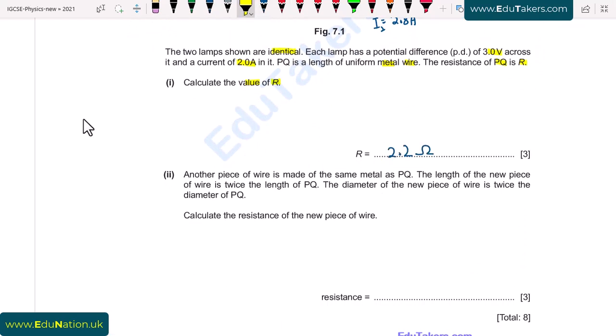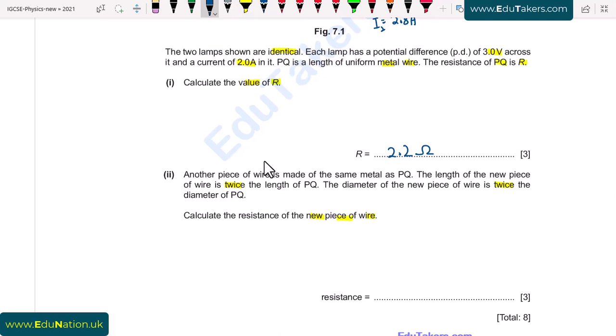Part 2. Another piece of wire is made of the same metal as PQ. The length of the new piece of wire is twice the length of PQ. The diameter of the new piece of wire is twice the diameter of PQ. So here length is also double and diameter is also twice. Calculate the resistance of the new piece of wire. Here we have to calculate the new resistance.